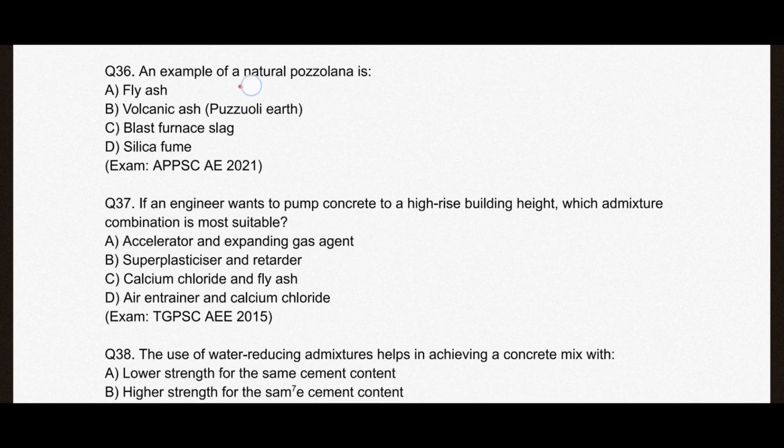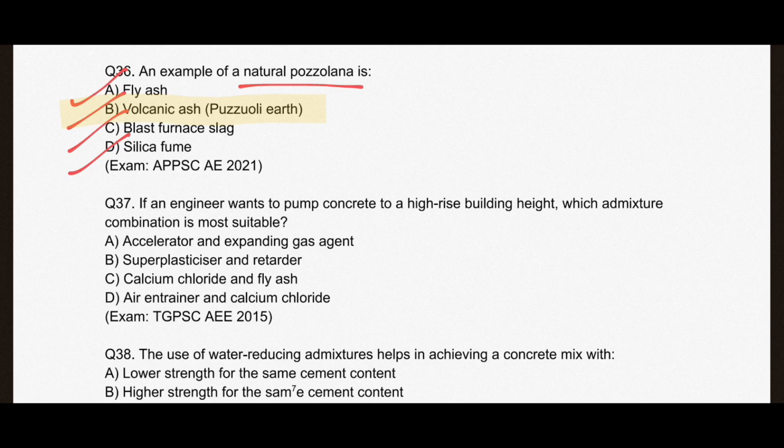36th question. An example of natural pozzolana is: option A fly ash, option B volcanic ash, option C blast furnace slag, and option D is silica fume. So the answer is option B, that is volcanic ash. All of these are pozzolanas, but the others are not natural, they are artificial, byproducts of some other products.